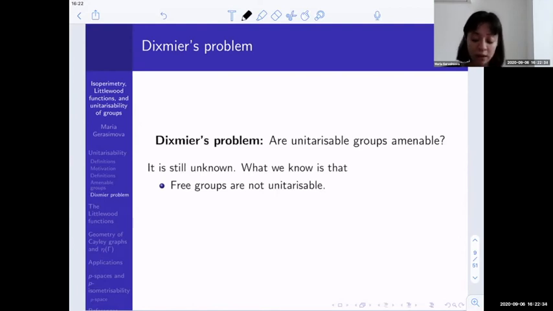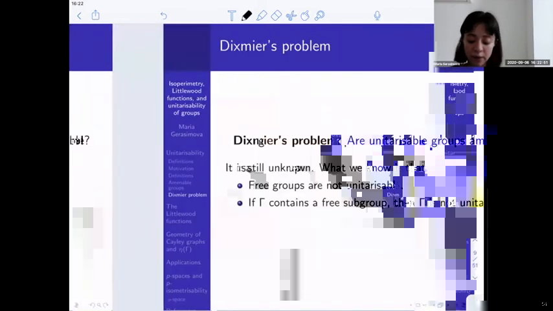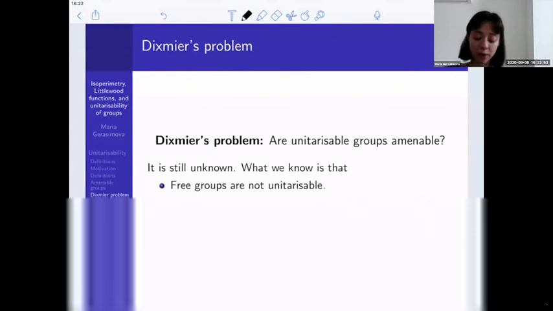So, are unitarizable groups amenable? This conjecture is open, I think, for more than 60 years already. We now have some partial results, but the question is still unknown. What we know is that free groups are not unitarizable, and we also know that if I have a free subgroup inside my group, then this group is also not unitarizable.